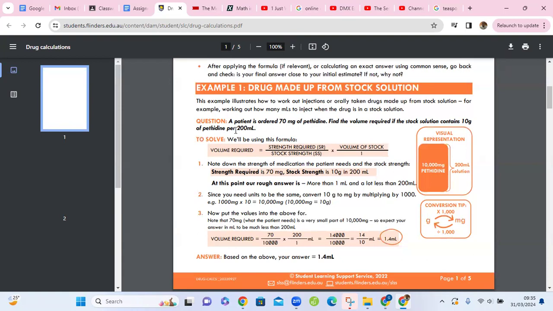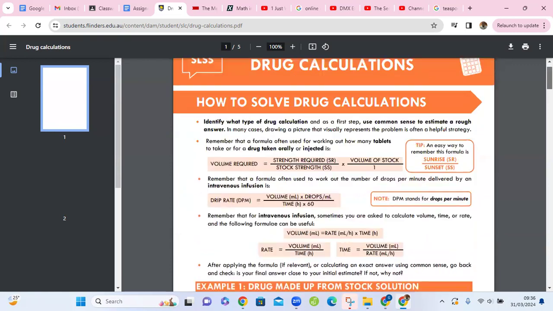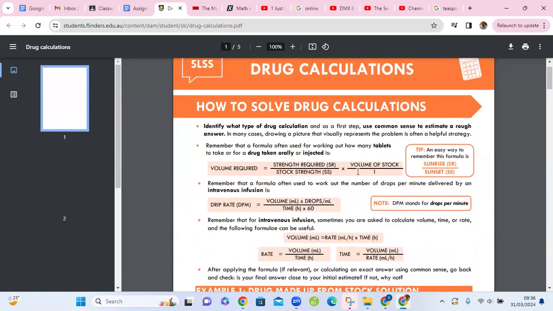So to work out these questions, you will need to know exactly what you are asked, what you are required to answer. And the question is asking, find the volume. So we have to use the volume formula. When you go up here, here's the volume formula. And to use the volume formula, you need the strength, SR, you need the stock strength.